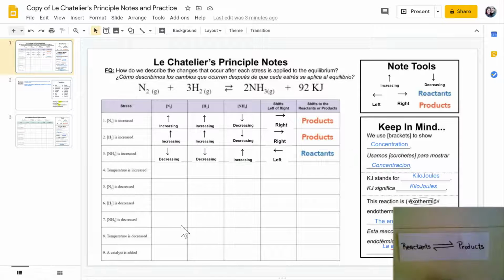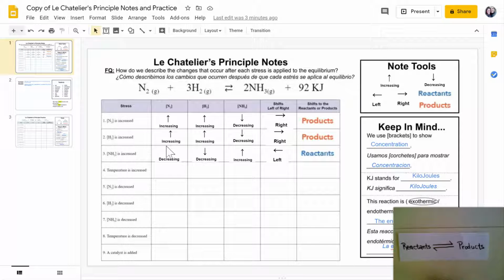Now, temperature. Temperature is a little different. We don't have it explicitly said where the temperature is in this chemical reaction. So we have to remember temperature is a measurement of heat, and heat is a form of energy. So going back to what we were keeping in mind, kJ stands for kilojoules, and kilojoules measures heat, which is a form of energy. And we see here that kilojoules is on the product side. So we're going to treat temperature as if it were a product, okay?